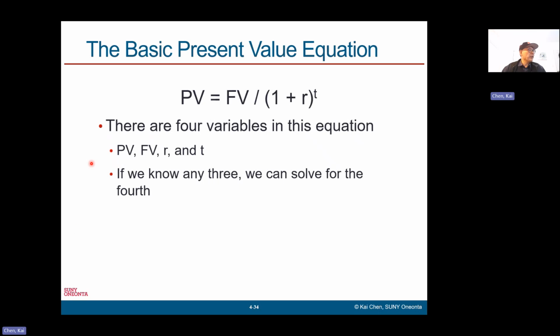We have a basic present value equation. It is like this, right? Present value equals the future value divided by 1 plus r raised to the power of t. Usually, the present value equation is essentially the reverse process of the future value equation, right?